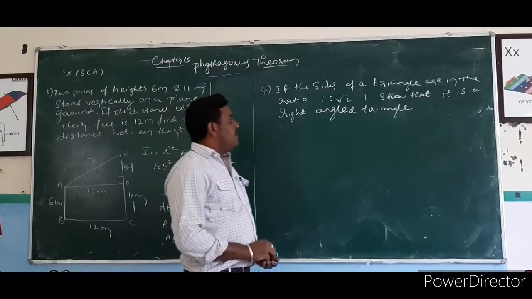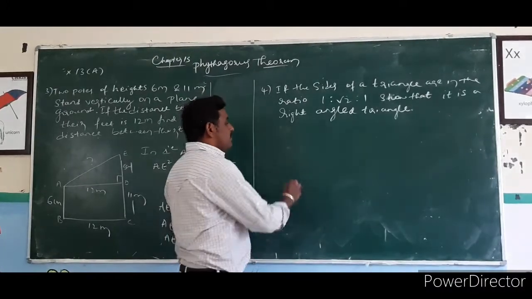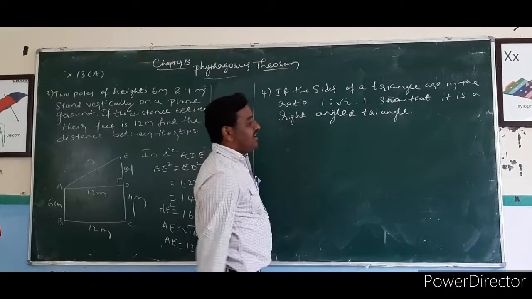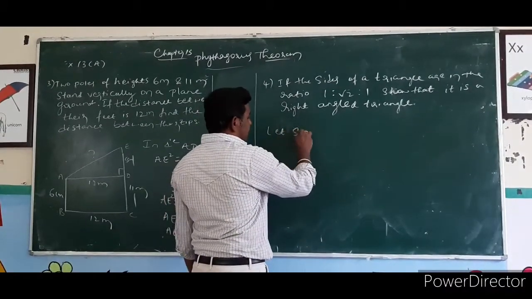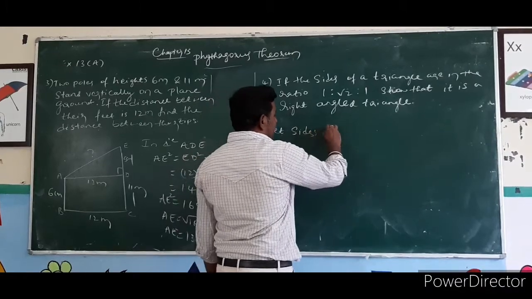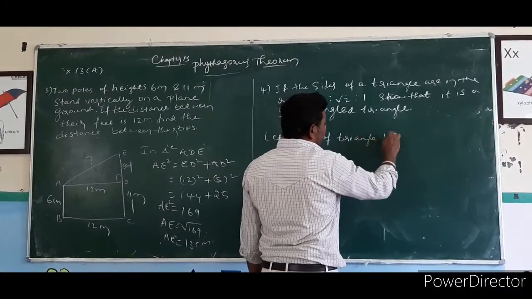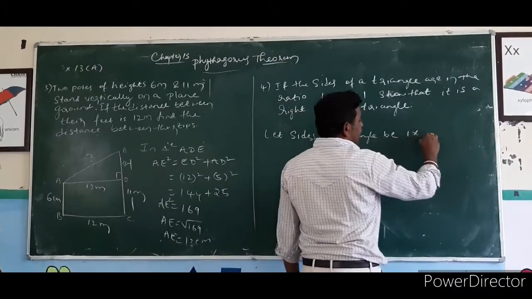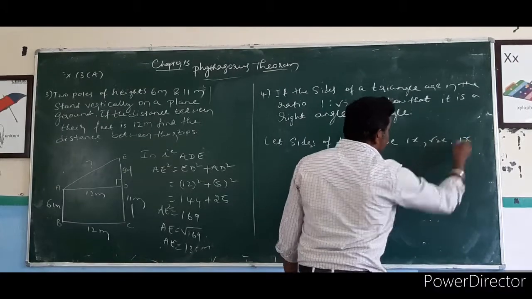Next problem. If the sides of a triangle are in the ratio 1 : root 2 : 1, show that it is a right angle triangle. Let the sides of the triangle be 1x, root 2x, 1x.